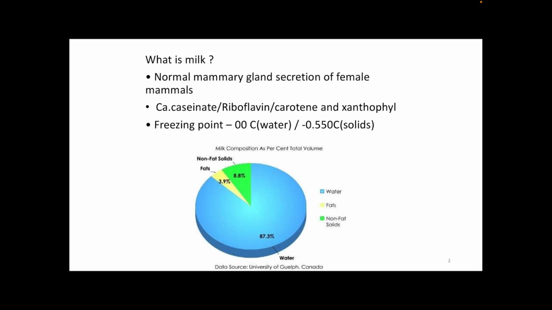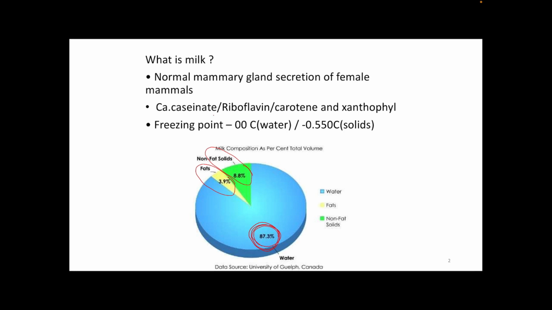Let's start with the nature of milk and the composition of milk. What is milk? Milk, as you all know, is the normal mammary gland secretion of female mammals after birth of children or of babies. The composition of milk, it's composed mainly of water. More than 80% of its composition is pure water, together with a small percentage of fat, and then non-fatty solids.